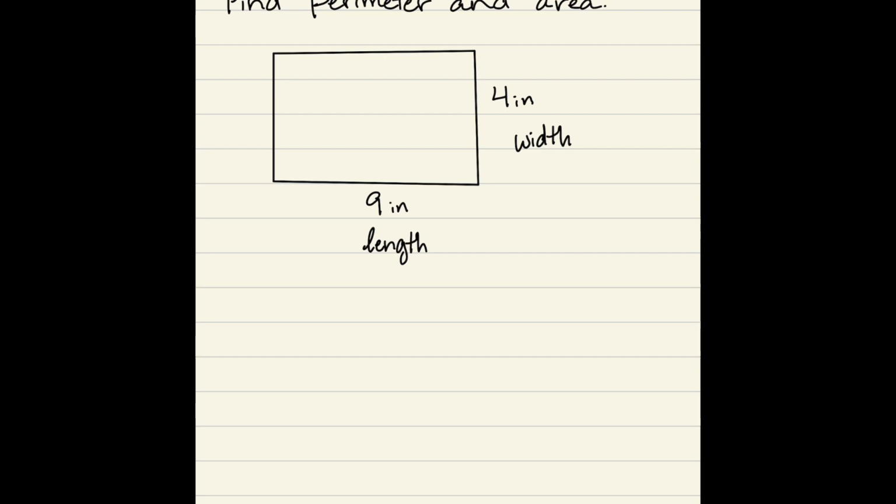So, starting with perimeter, we're going to go back to what we know. We know that opposite sides of a rectangle are equal to each other. That means this 9 inches is equal to that 9 inches, and these 4 inches are equal to these 4 inches. Okay, well that's easy.